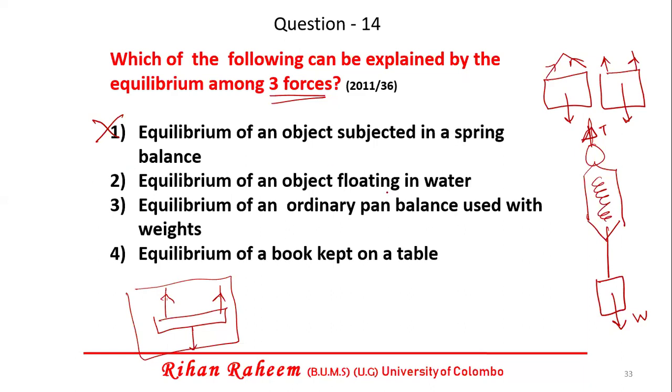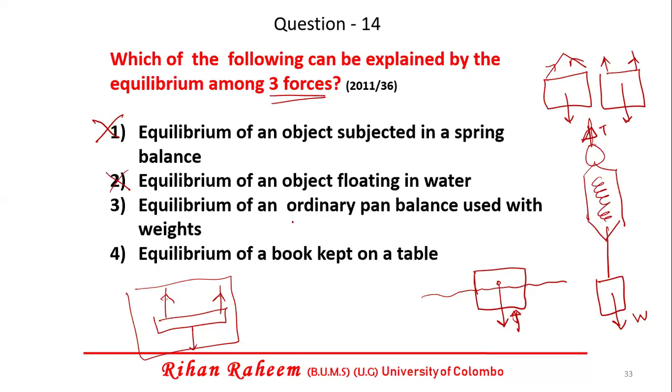Equilibrium of a floating object. We have completed this lesson in our theory classes. There are two methods. One is partially floating. Can you all remember Archimedes? There, the object's weight is acting and the upthrust is acting throughout the object. So it's not three forces. You can generally say two forces or multiple forces. So that is also not coming for that.